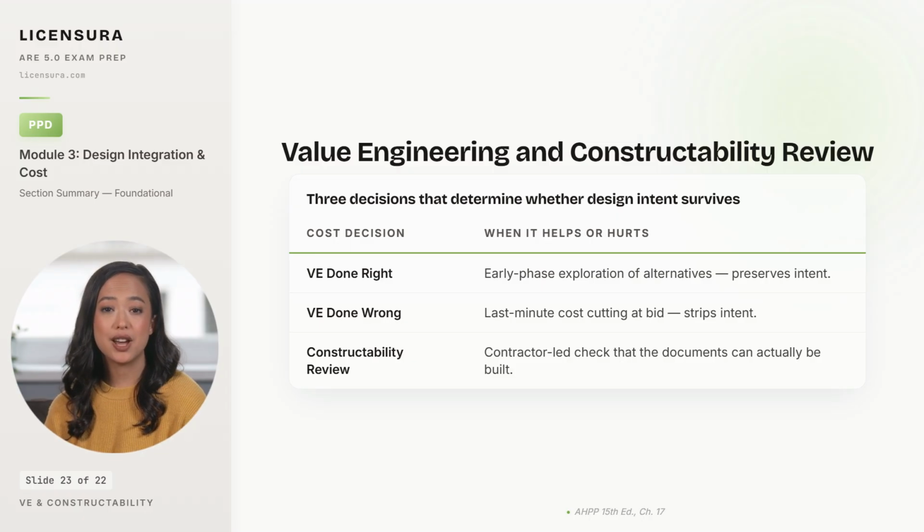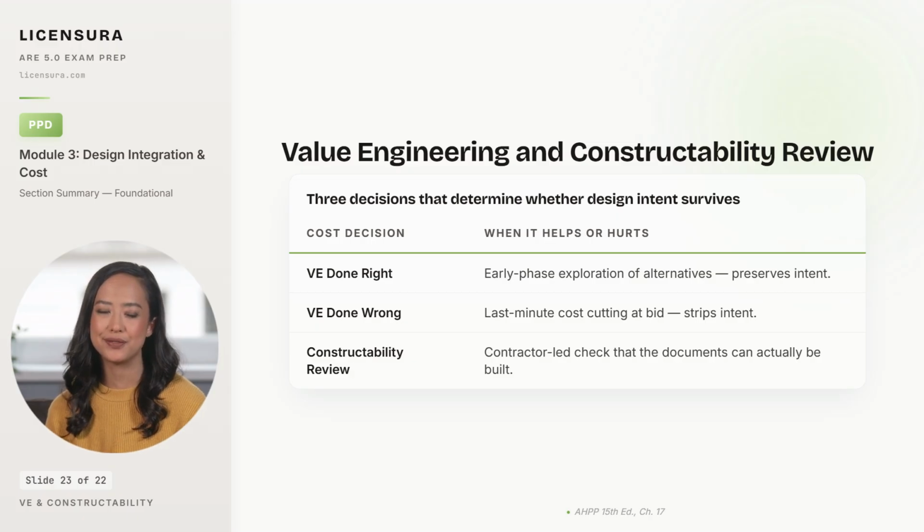Value engineering done wrong is the same activity at bid day, where the cost overrun forces last-minute substitutions that strip features the design depends on. This is VE as a rescue, and it erodes the project because every party has already optimized around the original program, and the late changes ripple through every coordination decision. And constructability review is the contractor-led check that the documents can actually be built. Sequence, tolerance, access for trades, temporary supports, and the review catches the practical issues a designer cannot see from the drawing alone.